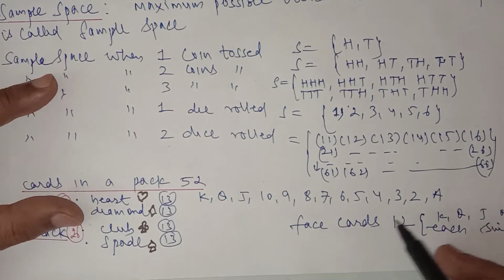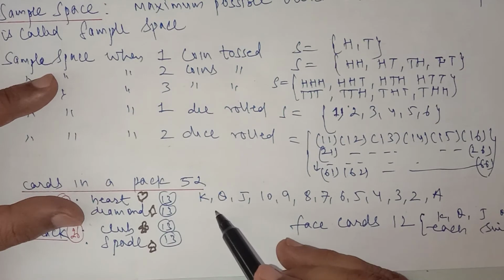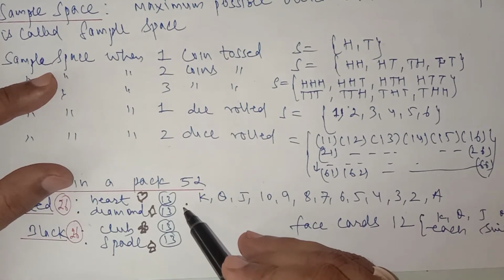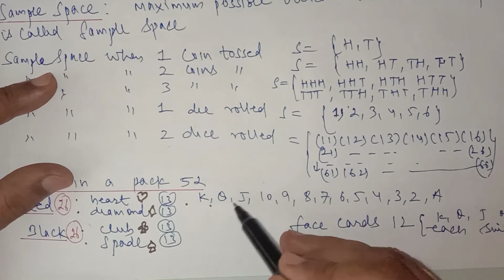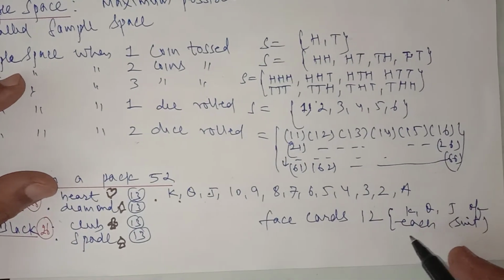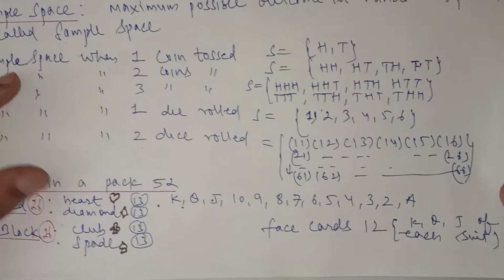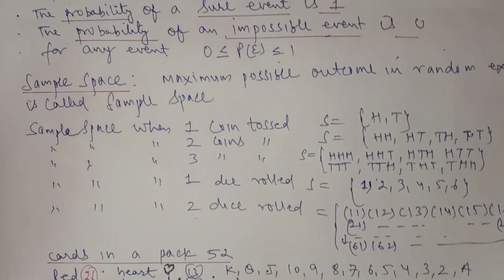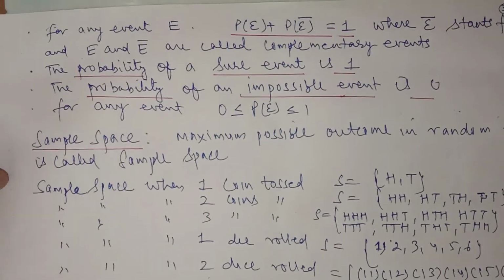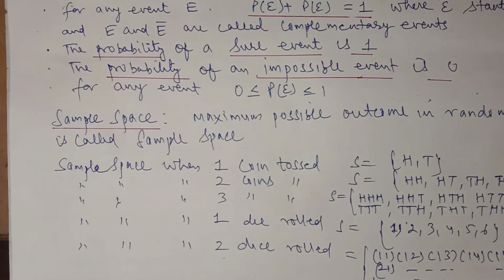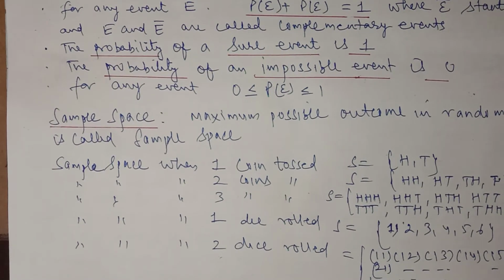And there are 12 face cards. Face cards are king, queen and jack, three in each suit. So 3 into 4, 12 face cards will be there, and 6 of them are red face cards and 6 are black face cards. So these are some basics of the topic probability, in which we have done the sample space, the probability of the event, the elementary events, and the equally likely events.